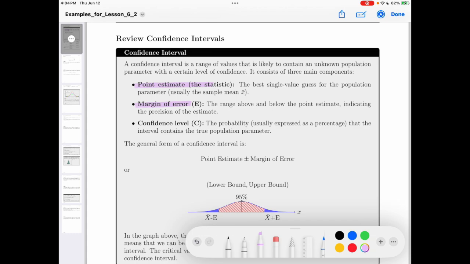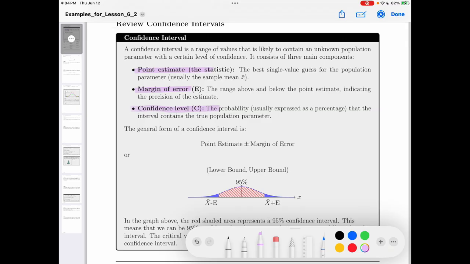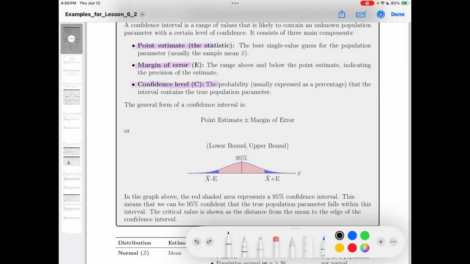So that's what's going to create the range of values to give us our upper and lower bound to create the interval. We would take the point estimate and add the margin of error. That would give us our upper bound, and then we would take the point estimate and subtract the error, and that would give us our lower bound. Then we also have the confidence level. And the confidence level dictates how wide the interval is. So the higher the confidence level, the wider the interval, which means it's more probable that the population parameter will fall in that interval.